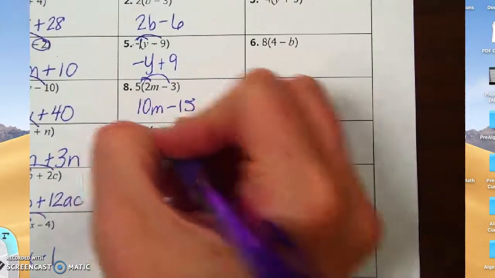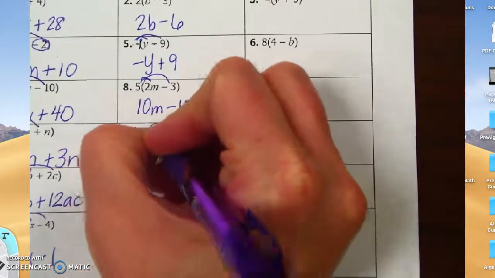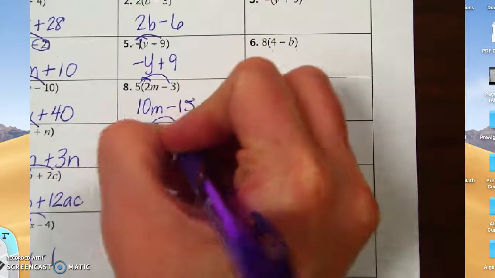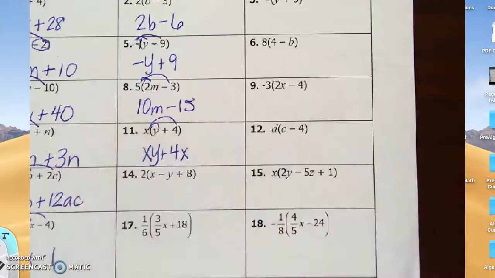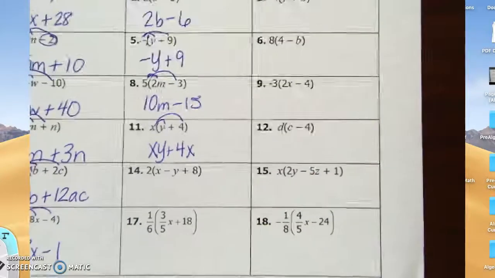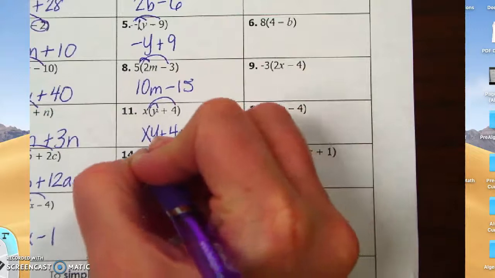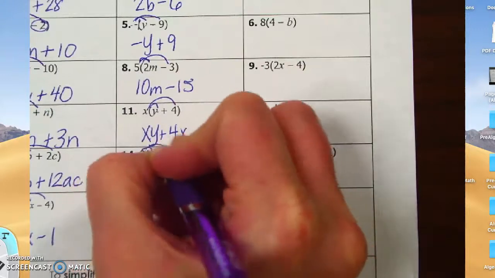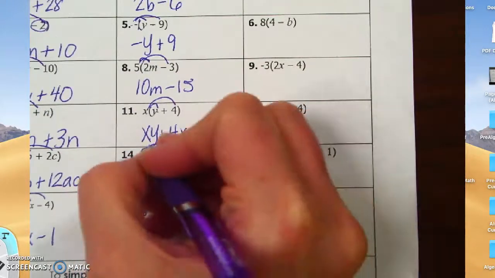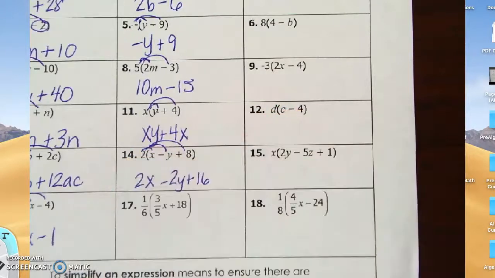For 11, x times y is just xy, plus x times 4, we're going to switch it and put 4x. We always like to have our number before our variable. Number 14, multiply through by 2, so 2x minus 2y plus 16.